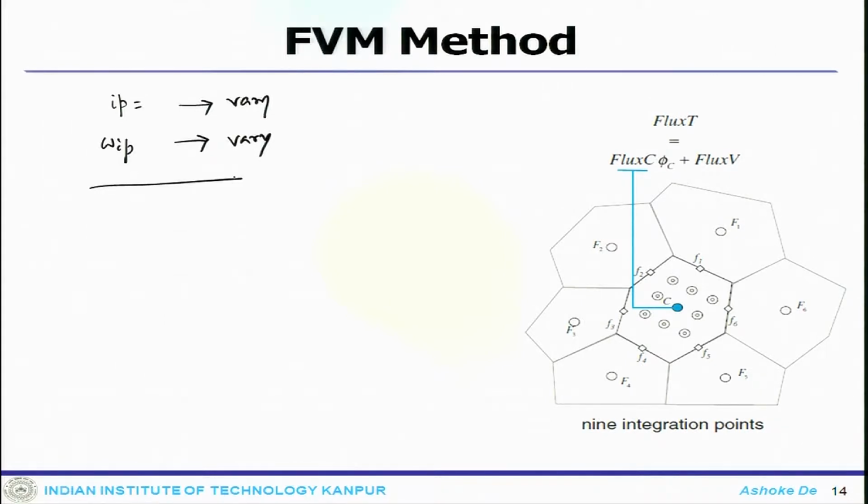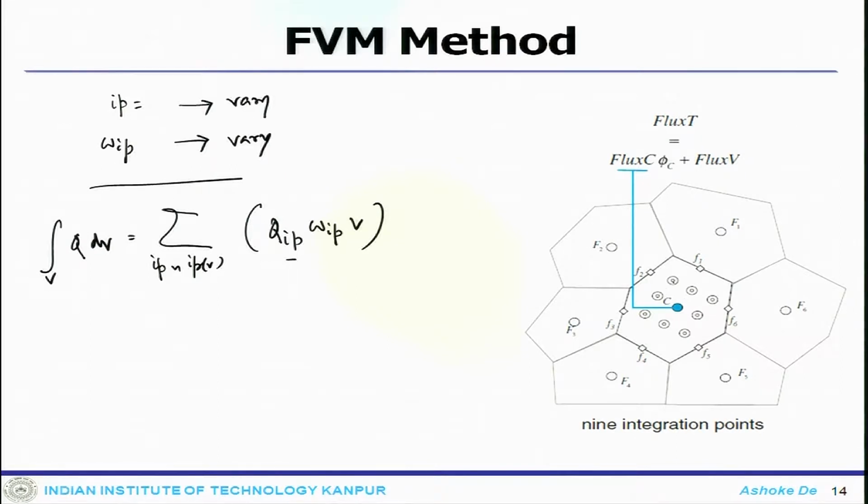And so, your integration that you have got here, like for the source term, that q dV, this is your volume integration of that. So, that will have the IPV, QIP, WIP, V. This actually represents how many points I have inside that volume, and that is why this loop goes over the number of points inside the volume.